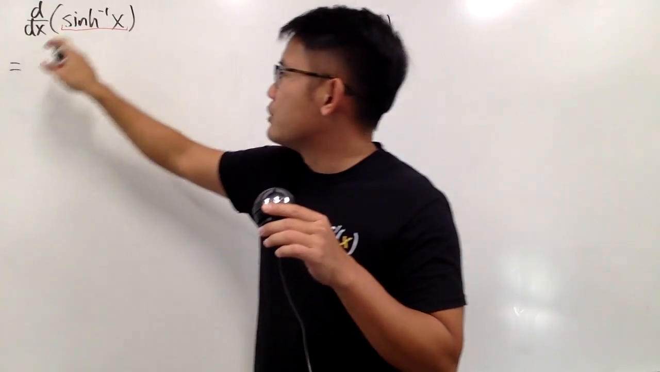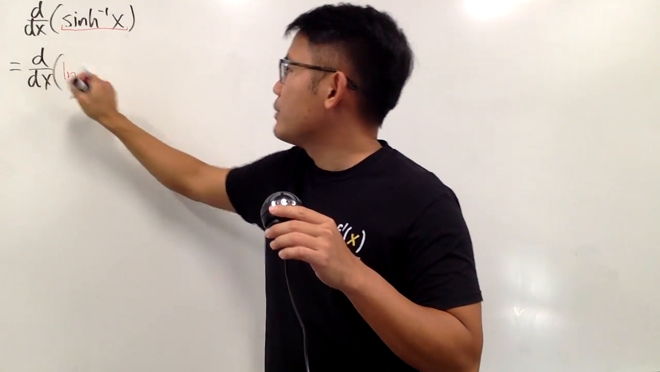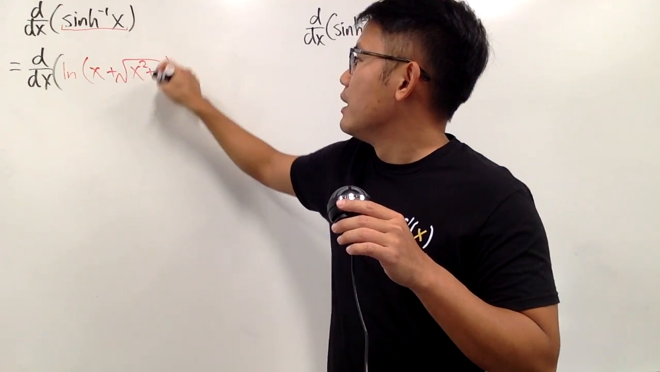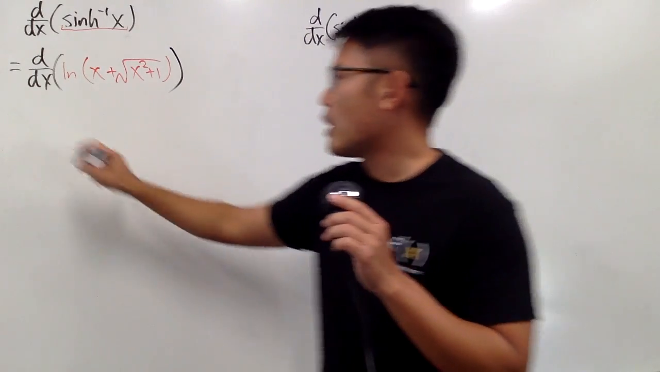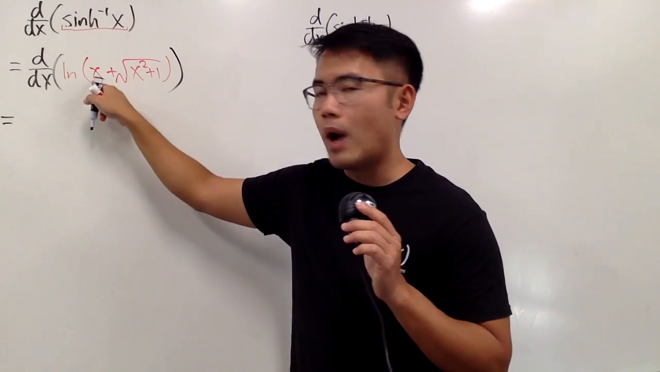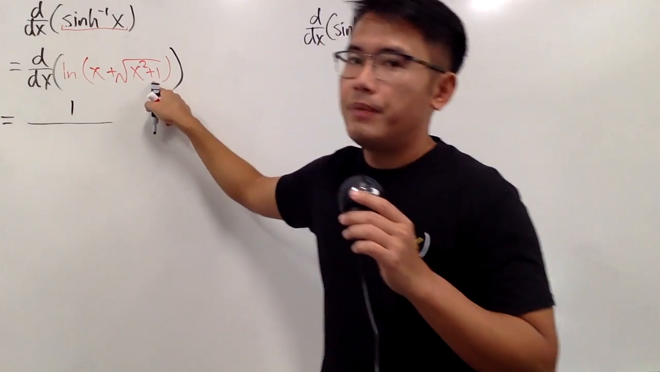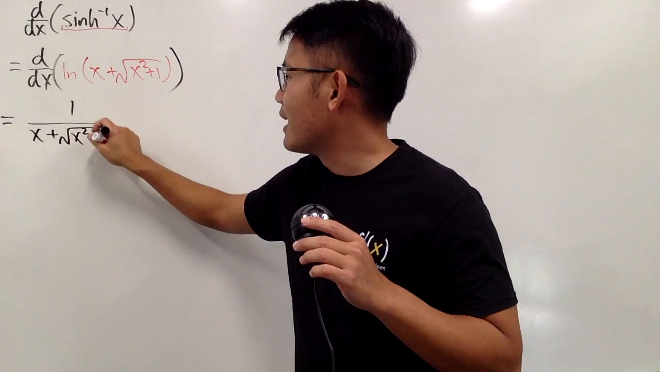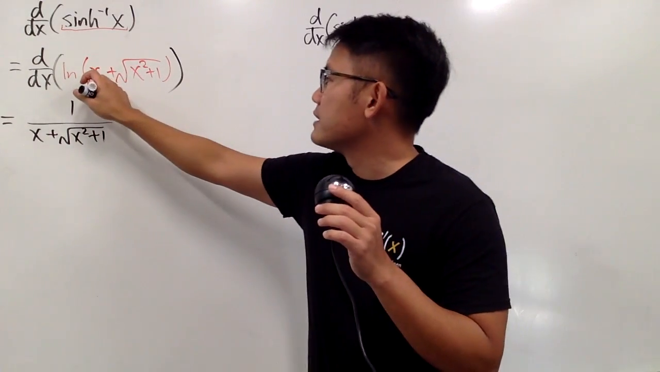So, I can just go ahead and differentiate the natural log, the ln right here, of x plus square root of x squared plus 1. And we know how to do this much better, right? To take the derivative of the ln function, we get 1 over whatever that is. So I will just put down 1 over the inside, down below right here: x plus square root of x squared plus 1. And then the chain rule says we have to multiply by the derivative of the inside.